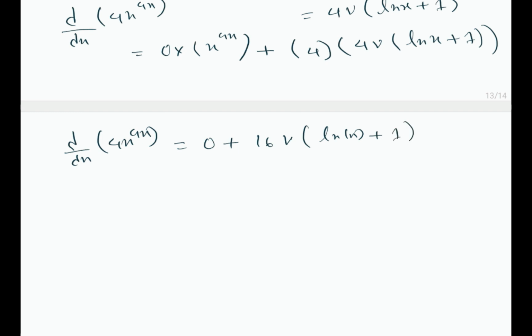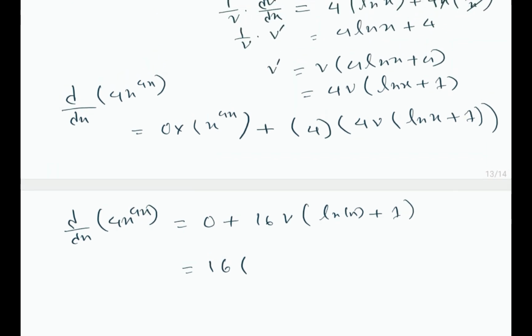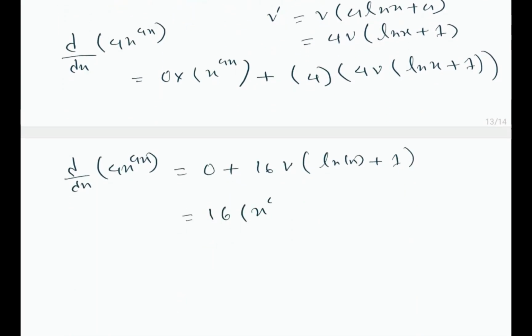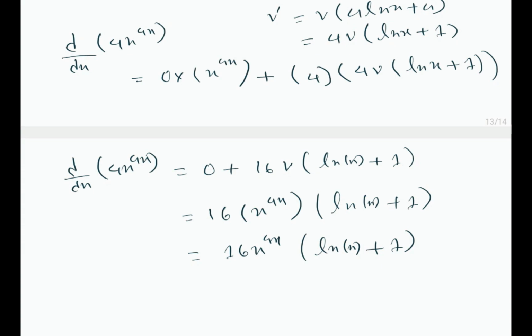So the final answer would be 16, and we need to substitute the value of b, which was x to the power 4x, right? x to the power 4x, then we multiply with ln of x plus 1. So this is our final answer. Or we can write one more line: 16x to the power 4x times ln of x plus 1. So this is the final answer for this question.